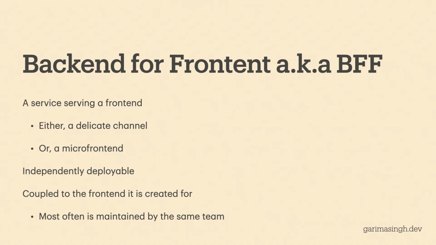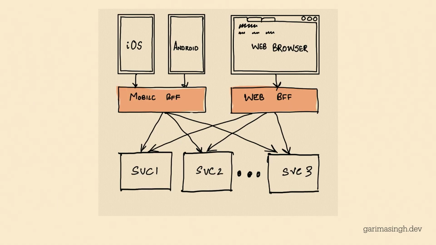They help you manage your payload sizes. They help you optimize the network calls your devices are making. And they also help you orchestrate some really complicated experience scenarios. So what does a backend for frontend look like in an architecture? Here, what I've done is I have a mobile backend for frontend for iOS and Android, and I have a different backend for frontend for my website.